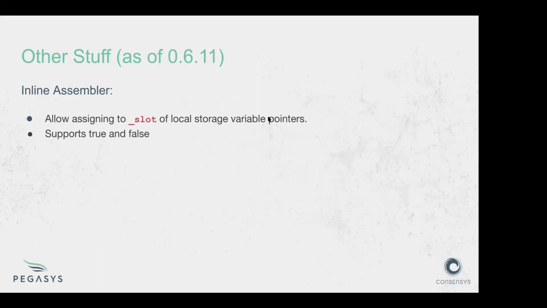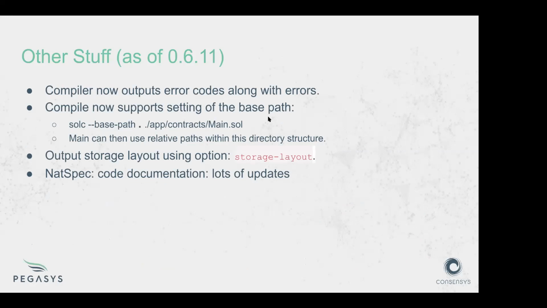There are some small changes to the inline assembler. And the compiler now outputs error codes for errors, which is good. That should hopefully help track down errors.